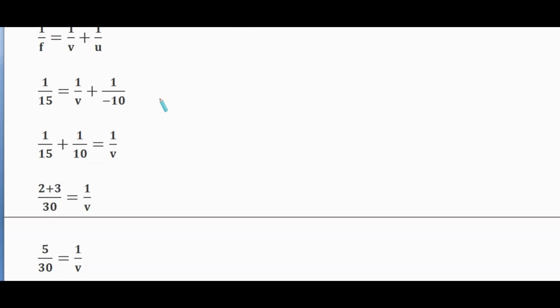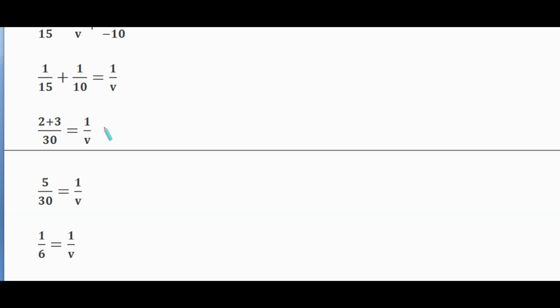On transposing this part, 1/(-10), it is 1/15 + 1/10, and taking the LCM of 15 and 10, we get 30, and by adding 2 plus 3 equal to 5 upon 30, it is 1/v. Now 2 plus 3 equal to 5 upon 30, it is 1/v. By dividing 5 by 30, we get 1/6.